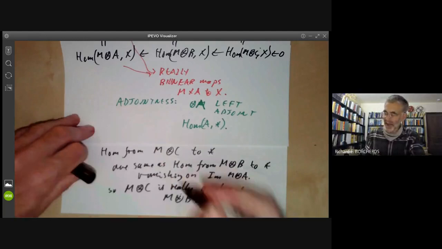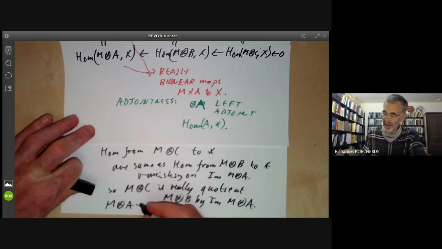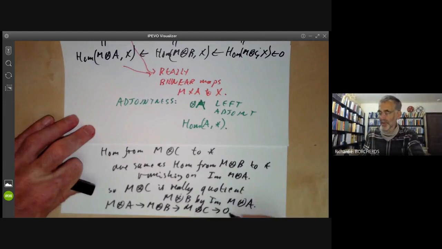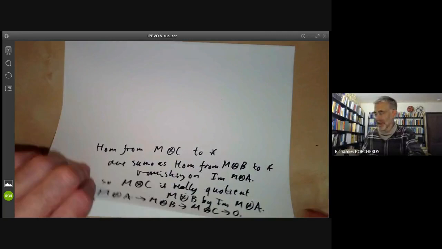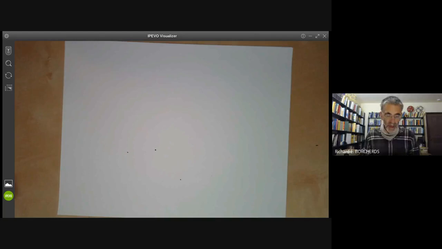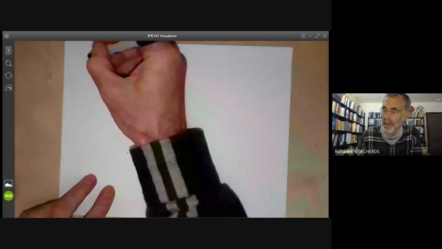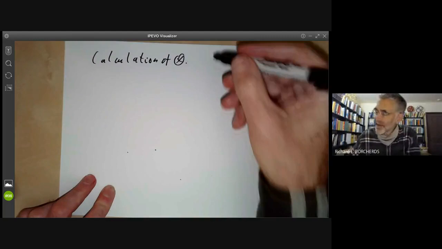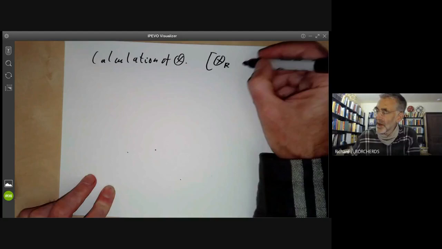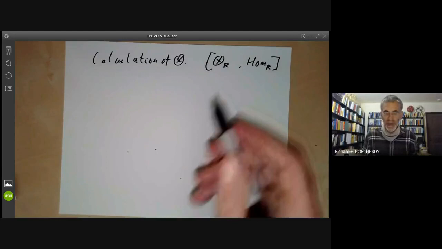It just says that we have this exact sequence M tensor A goes to M tensor B goes to M tensor C goes to zero. So tensor product is right exact, although it's not quite fully exact. Now we can use this to calculate tensor products. By the way, everything I've done here, I'm really working over an arbitrary ring R. So I'm taking tensor products over R, and the homomorphisms are all homomorphisms over the ring R. But as you see, these formulas are quite tedious enough to write out without putting all these subscripts as well.